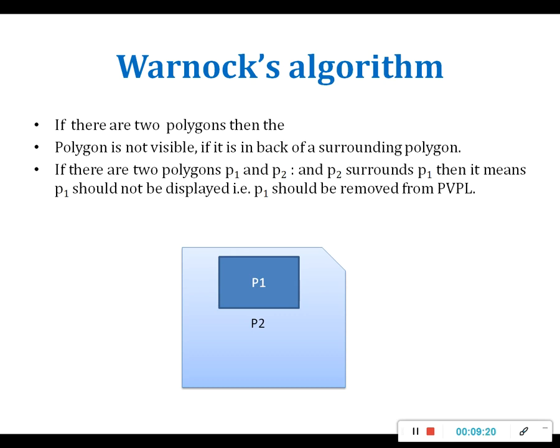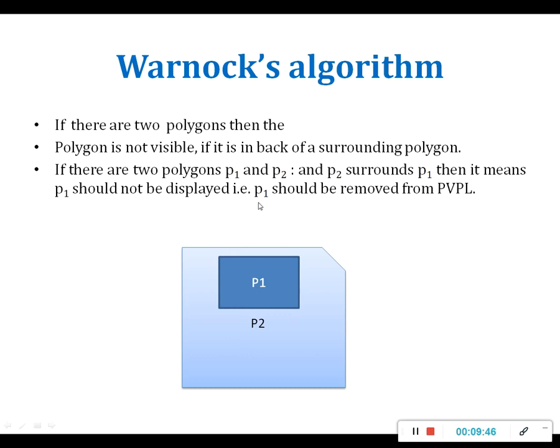So if there are 2 polygons, P1 and P2, and P2 surrounds P1, then it means that P1 should not be displayed, that is, P1 should be removed from our PVPL list. What it is saying is that if P2 surrounds P1, the polygon P1 is completely surrounded by the polygon P2.